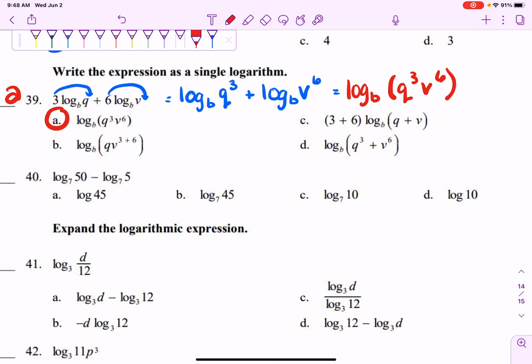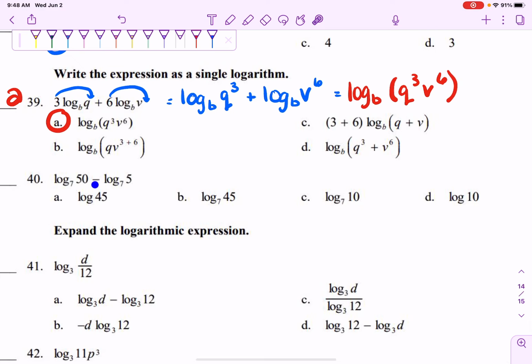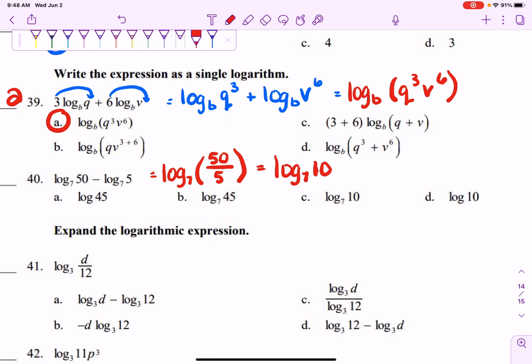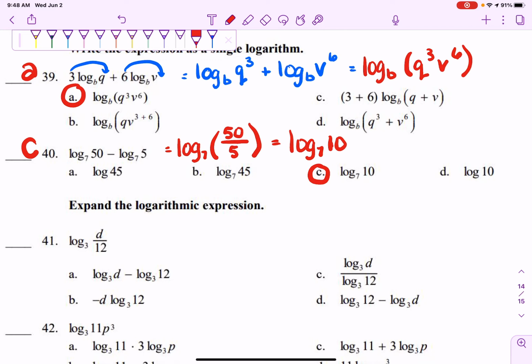Okay, now on 40, you have log base 7 of 50 minus log base 7 of 5. So there's no numbers in front to consider at all, but if there's minus, that means those 2 pieces must have been divided. So that means that it's going to be log base 7. First number goes on top. Instead of subtraction is division symbol. Then the second number is going to go on the bottom. So we know we can actually take 50 and divide it by 5. And get 10. So on this one, that's going to match C. So that's when you take a bigger one and put it together.